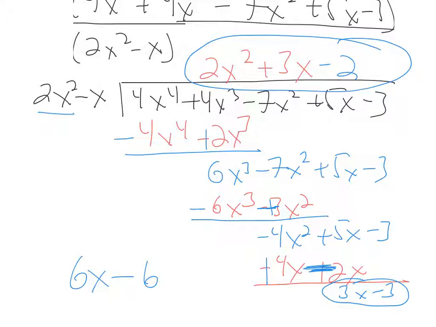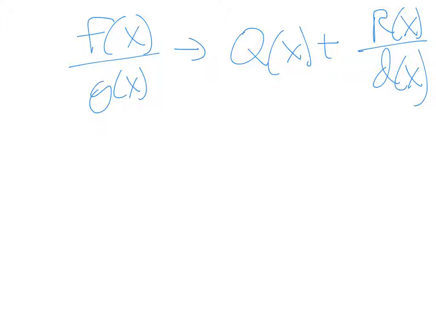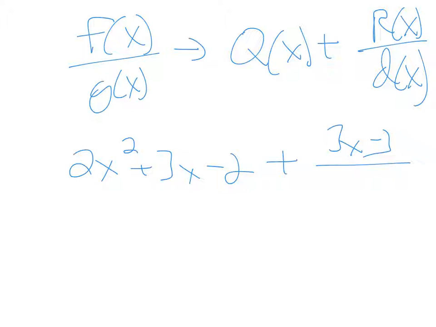Now, another way to write this problem, and this is really why we do this, is that if I have some rational function like f of x over g of x, I can rewrite this in this form where I have some quotient plus some remainder over the denominator. This tells me a whole lot. So if I go back to that original equation, I get a quotient of 2x squared plus 3x minus 2 plus the remainder of 3x minus 3 over the original denominator of 2x squared minus x. This tells me a whole lot.